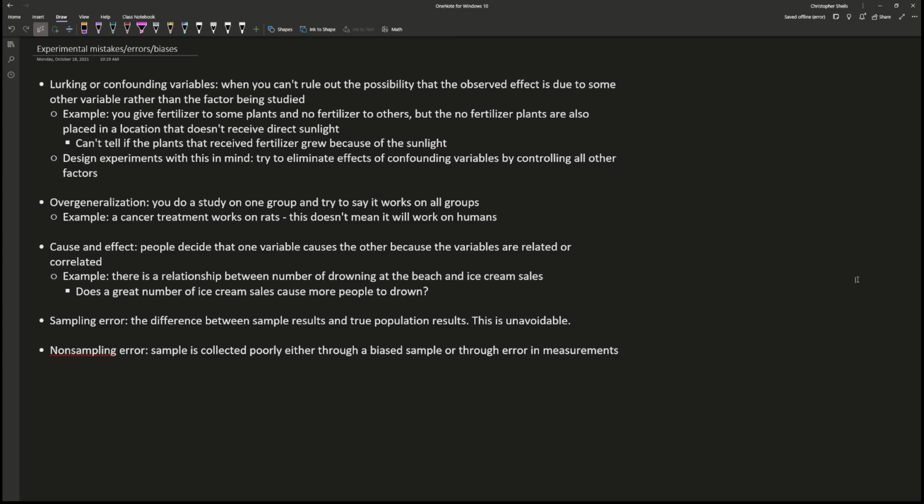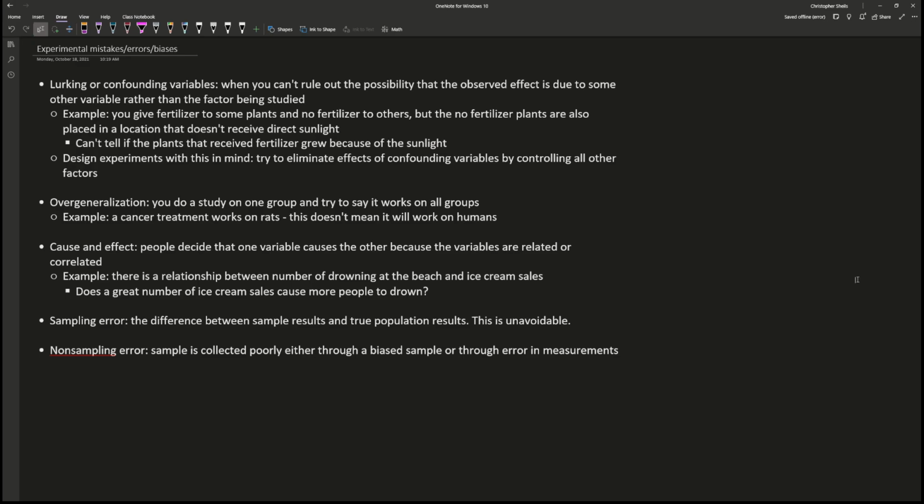Cause and effect is another type of bias that we could have in our study, or another kind of error that we could make. This is where people decide that one variable causes the other because variables are related or correlated in some way. For example, there's a relationship between the number of people drowning at the beach and ice cream sales. Well, do ice cream sales cause more people to drown, or does people drowning cause more people to buy ice cream? Of course not, right? These things both increase whenever it's hot outside.